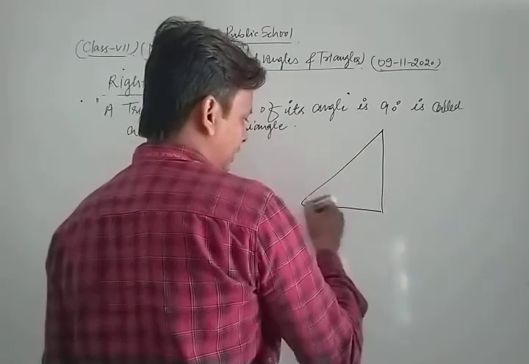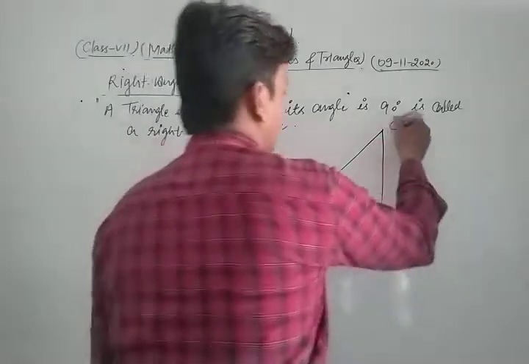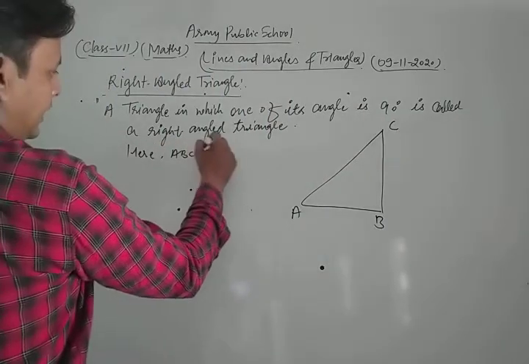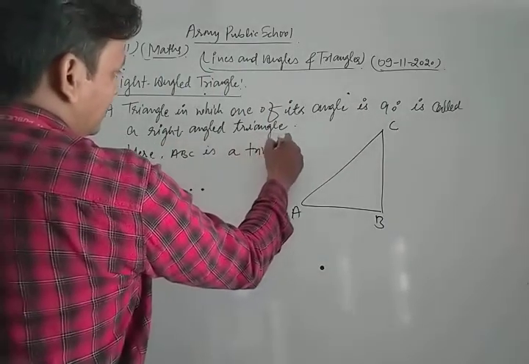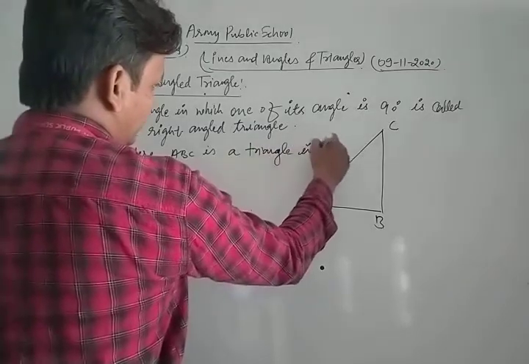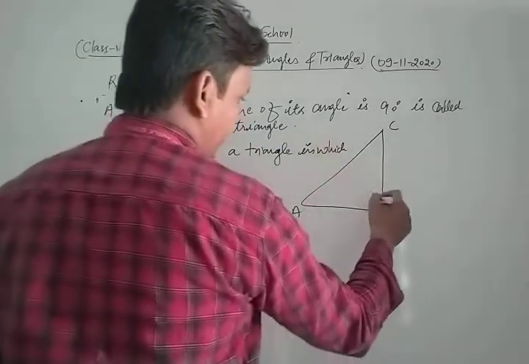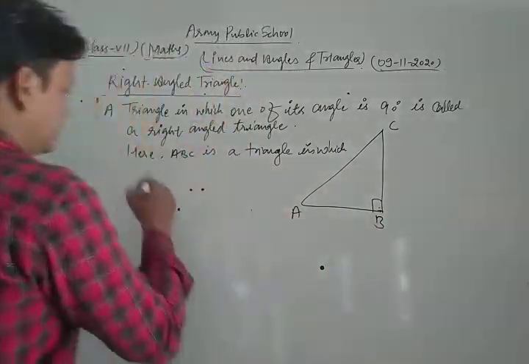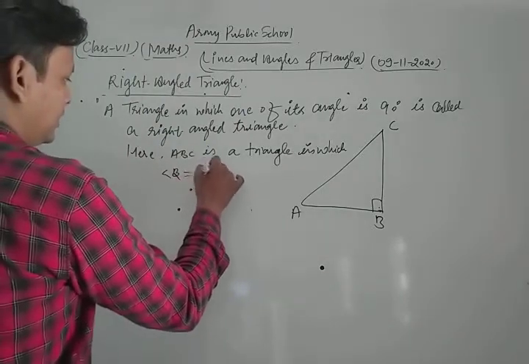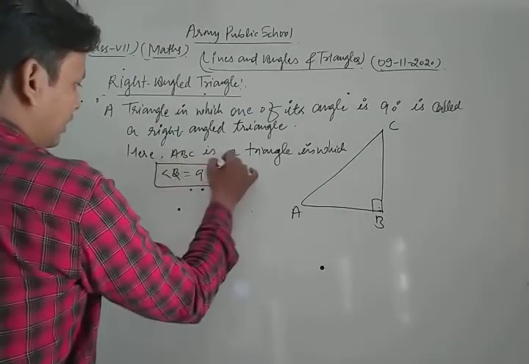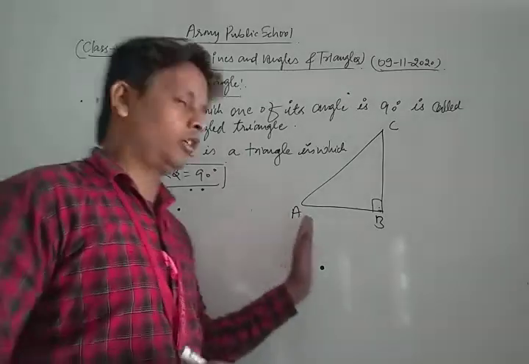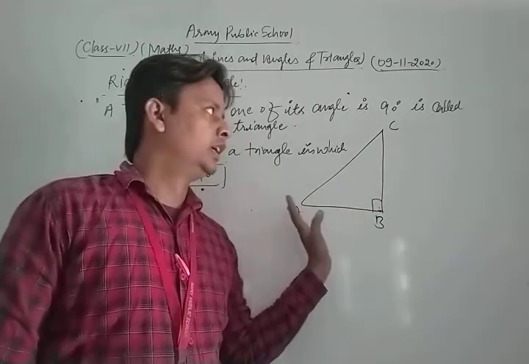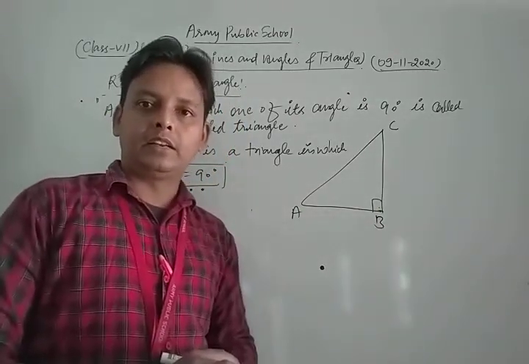Dear students, here ABC is a triangle in which one angle is taken as angle B, and angle B is equal to 90 degrees. So in that triangle ABC, one of its angles, angle B, is equal to 90 degrees, so it is said to be a right angle triangle.